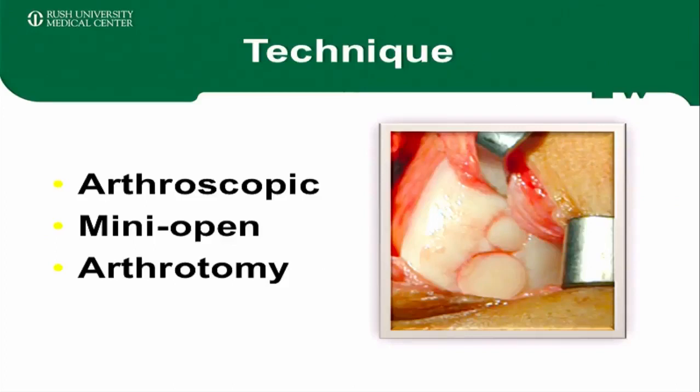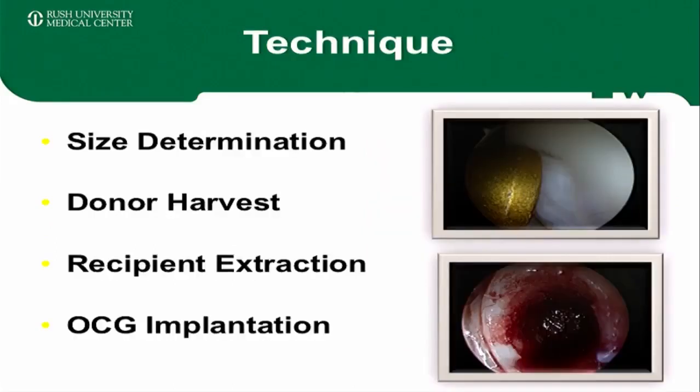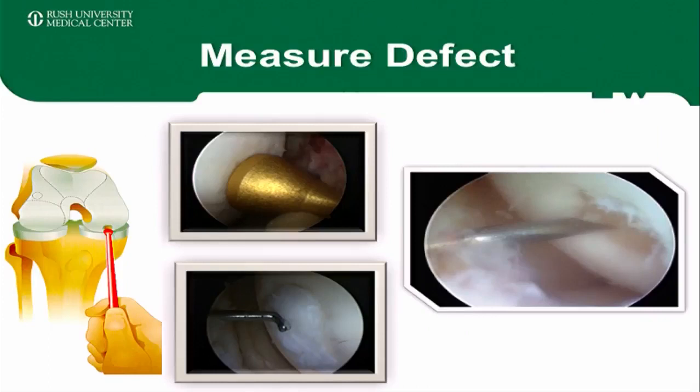It can be done either arthroscopically all the way to open, and I would advocate that you harvest open and you put it in arthroscopically if you can, but if you have to make a small incision, that's fine. This is the basics of the technique. Determine the size of the defect, determine where you're going to harvest your donor site, extract your recipient, and then put the plug in. Sounds simple, but it's actually probably one of the more difficult operations to make look good. You can spend all the time thinking about this, but in the end, many times it just doesn't look perfect.